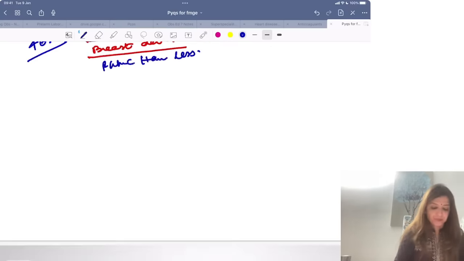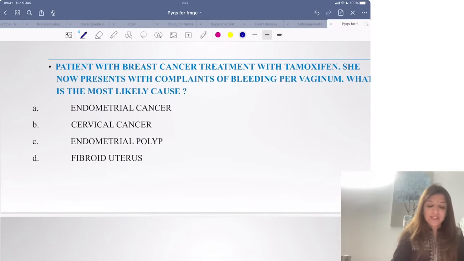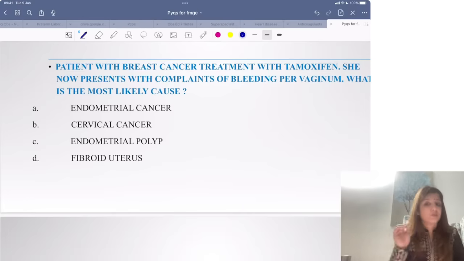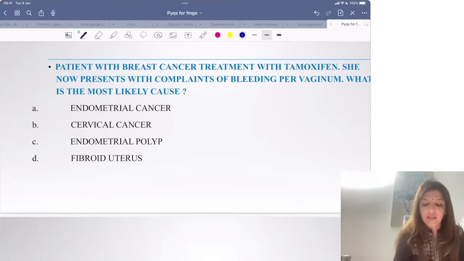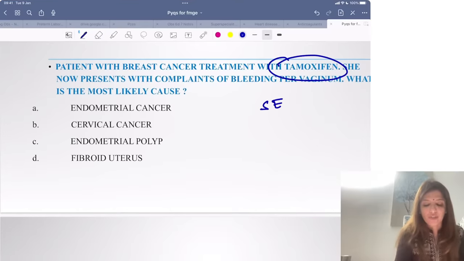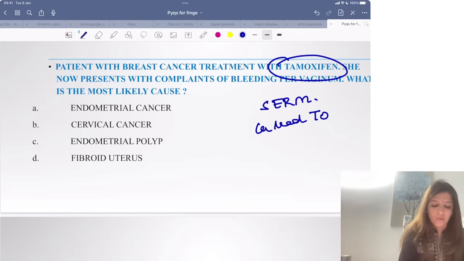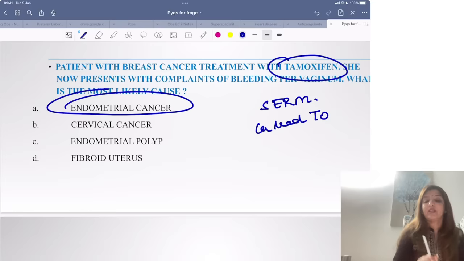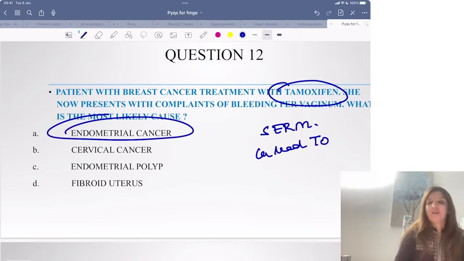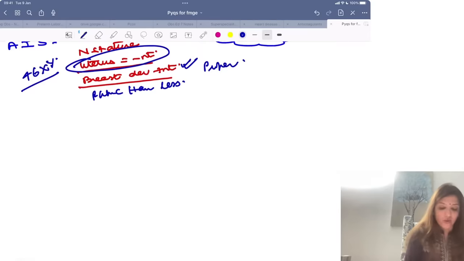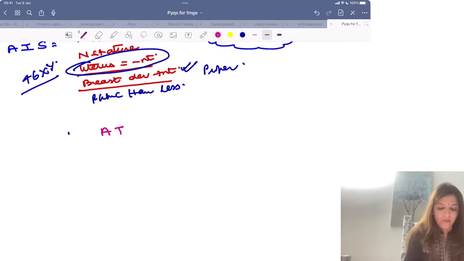Right? Now, a patient with breast cancer treatment who was on tamoxifen, she now presents with complaints of bleeding per vagina. What is the most likely cause? Please remember, tamoxifen is a selective estrogen receptor modulator drug which can lead to endometrial cancer. Very, very important. Tamoxifen can lead to endometrial cancer.